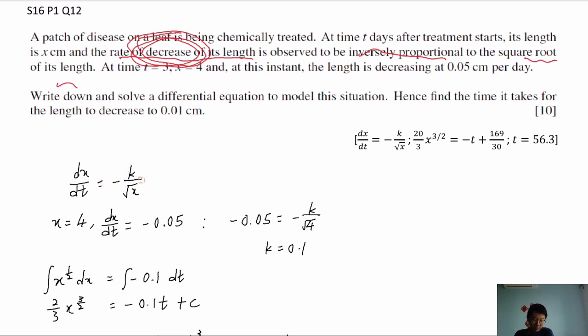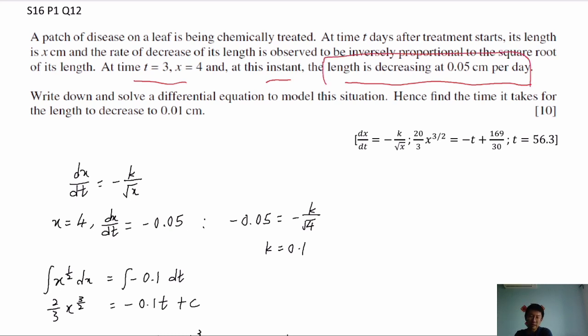From there, the first part that we have here is: at t equals 3, x equals 4. At this instant the length is decreasing at 0.05 cm per day. So what is given by this part of the description? This part gives us dx/dt. For this case, dx/dt is negative 0.05 because it's the rate of decrease, as it says 0.05 cm per day.